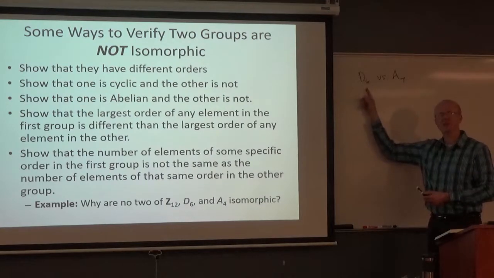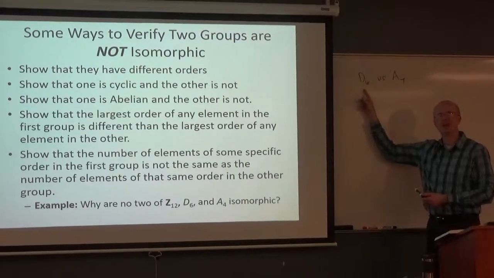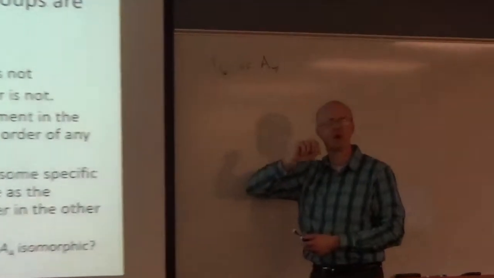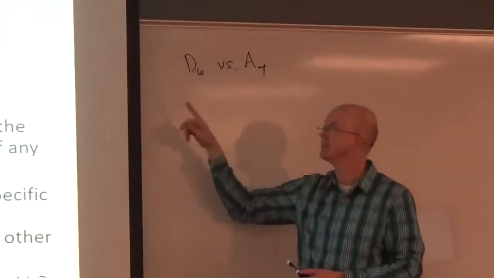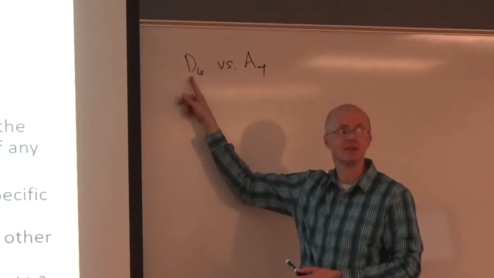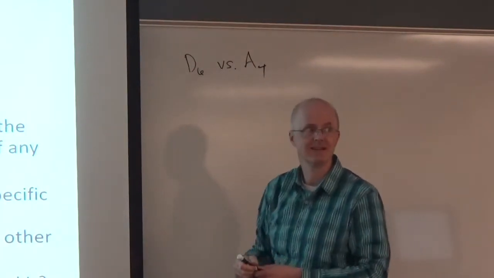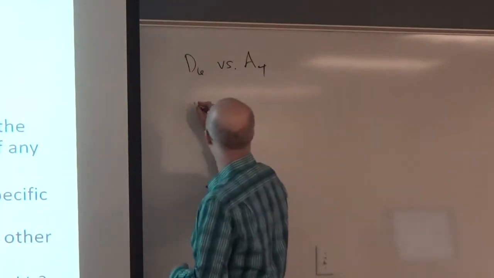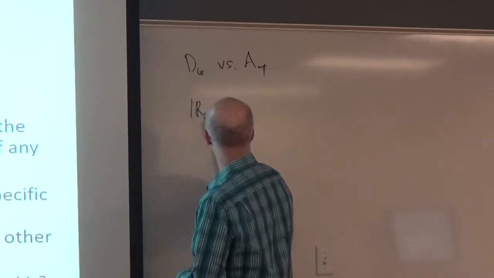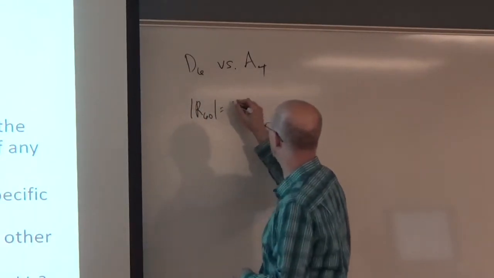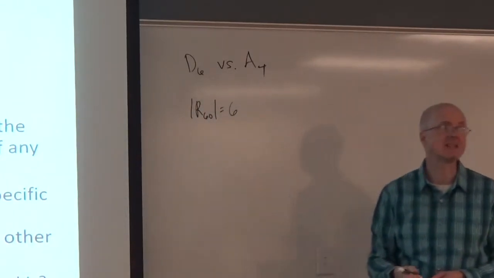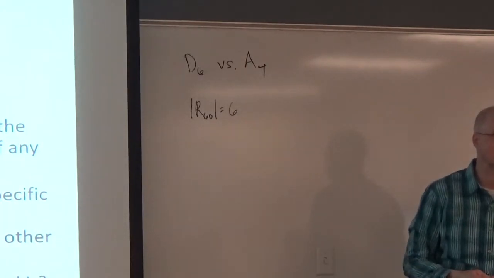What's the rotation, the non-identity rotation in here that's going to have the smallest angle in D6? Symmetries of a regular hexagon. 60 degrees. R60 is going to be an element of D6 of order 6. Does A4 have any elements of order 6?